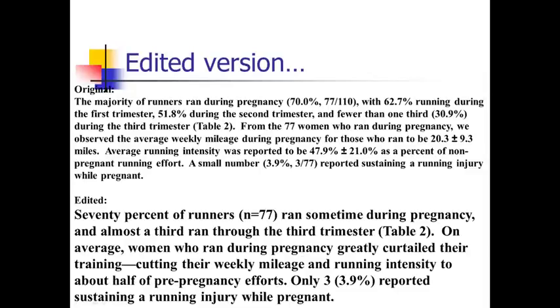So rather than repeating the numbers in the table, I'm quantifying that as it's about half of the pre-pregnancy effort. And then another kind of interesting number was that very few got injured, so I actually repeated that number there. Only 3 reported sustaining a running injury while pregnant. So notice that I do repeat some of the numbers that are in the table, but I'm picking and choosing the most important ones to highlight, and wherever possible, trying to give complementary numerical information.